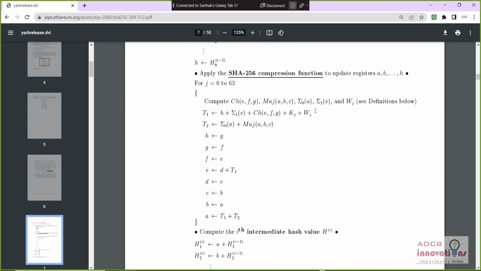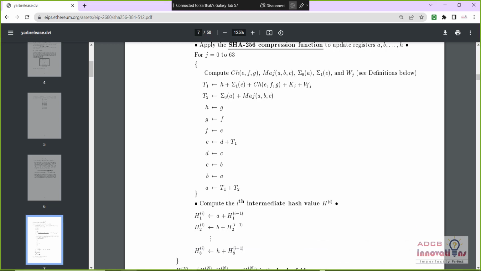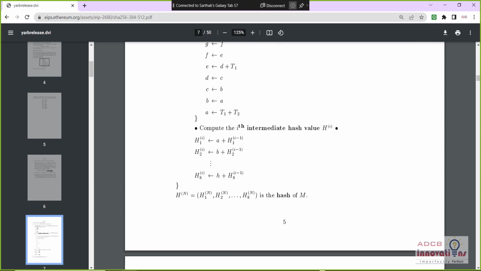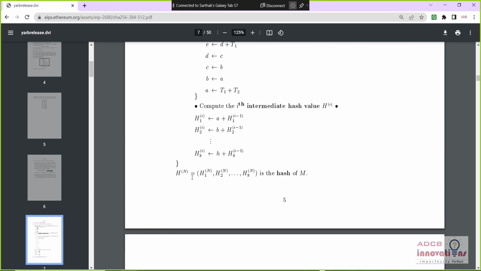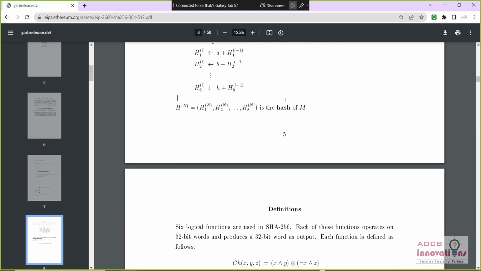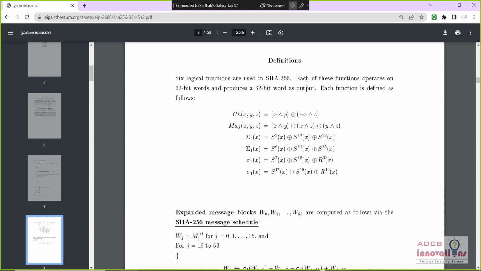You can see these are the equations for j equal to 0 to 63. These equations I have shown you for the Ch and Maj functions. And we will be computing the intermediate hash to finally get this hash. So this is how these hashes work, and if you want to see the definitions of the Ch and Maj functions and sigma functions, these are the definitions.